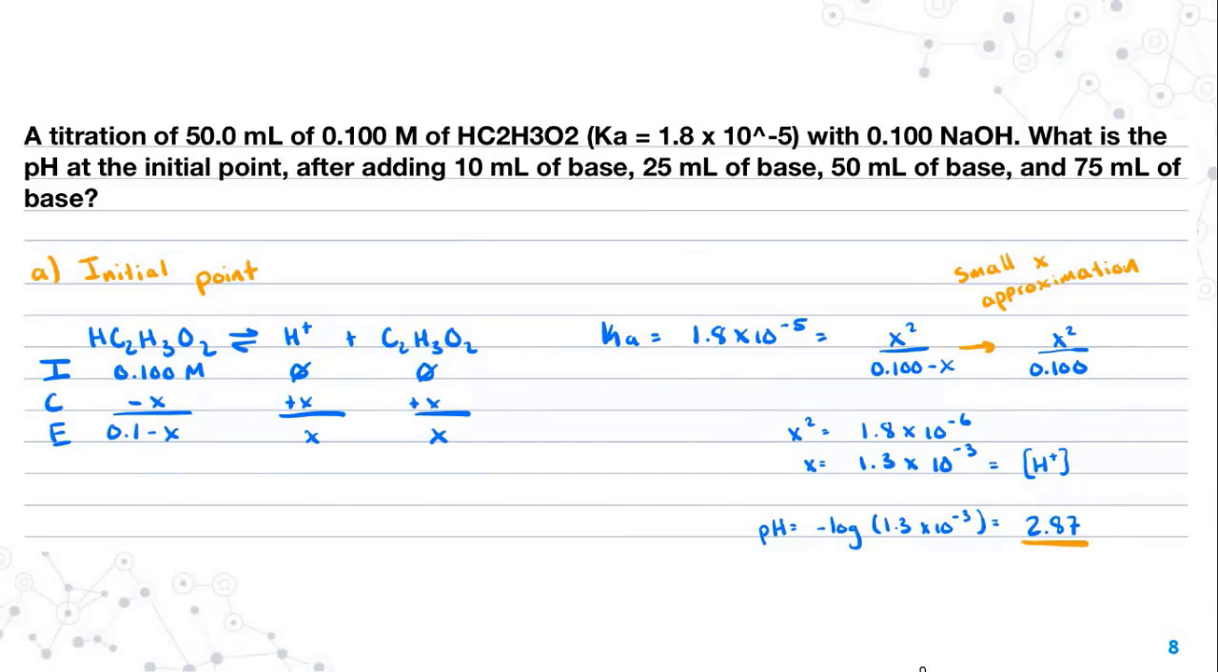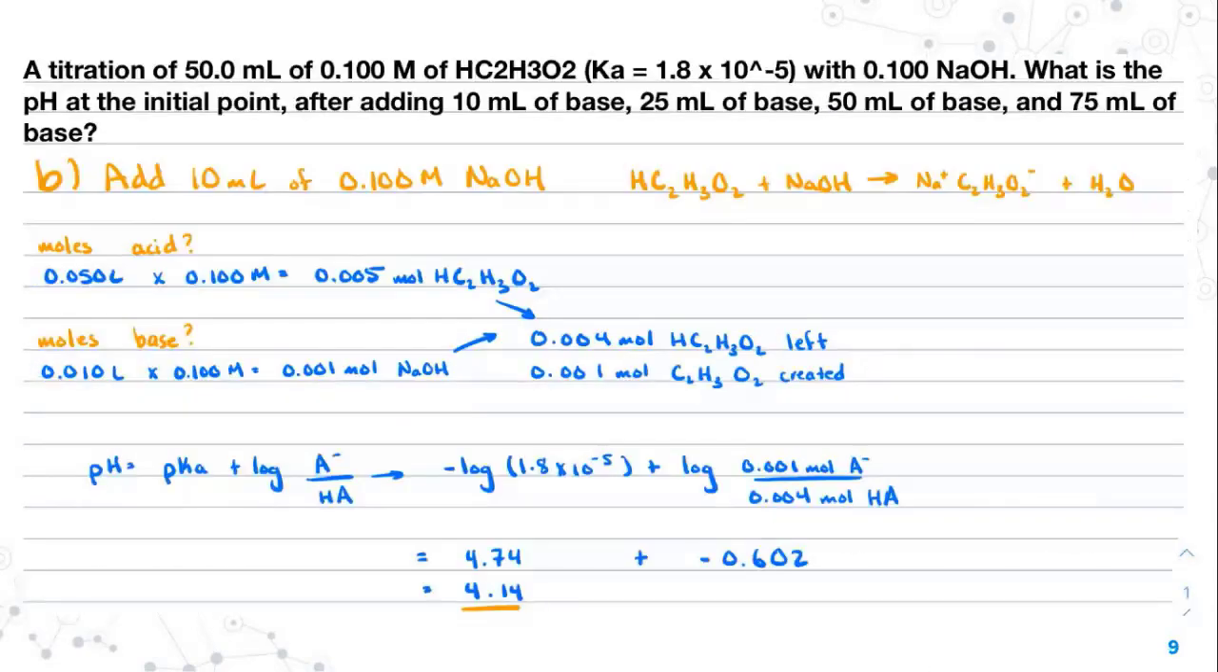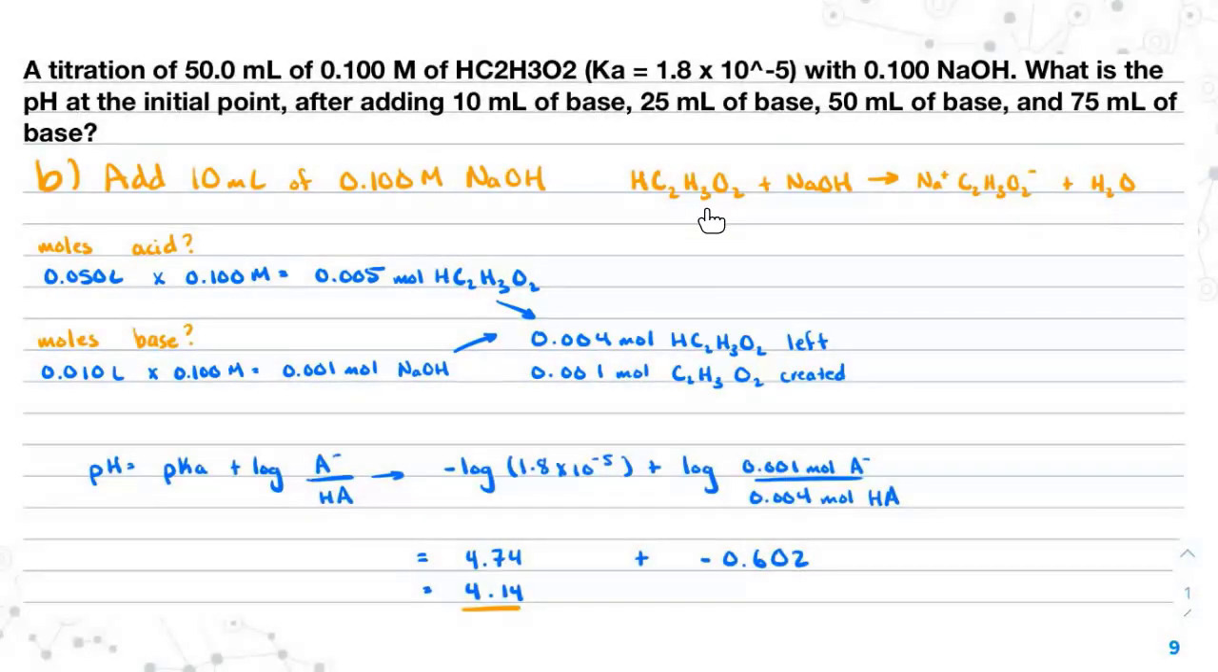So notice it's 2.87. So we'll see it slowly go up as we're getting through this problem. So part B, once you add 10 milliliters of 0.100 molarity NaOH. So what is the reaction that is going on when we have that? Once we start adding, our reaction here is that the weak acid reacts with the strong base. So we're going to form this salt solution and water. So we can ignore water, right? Water is not important to our calculations.